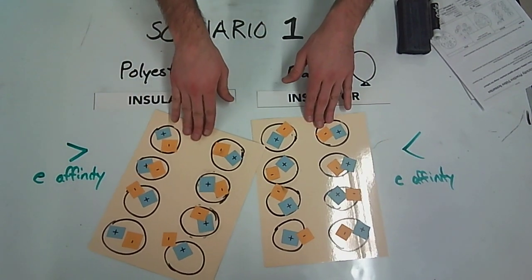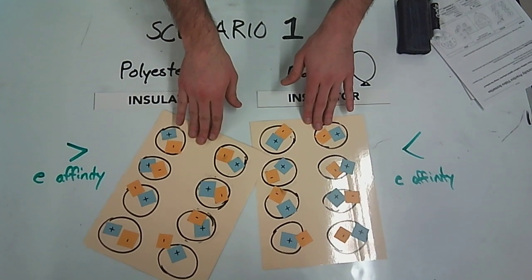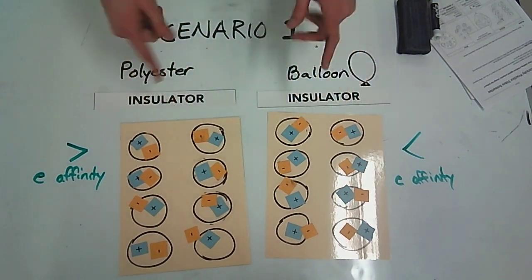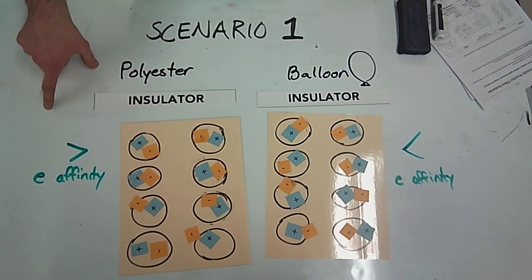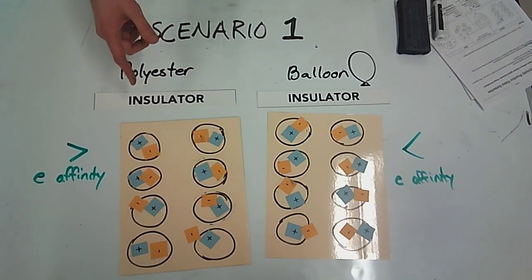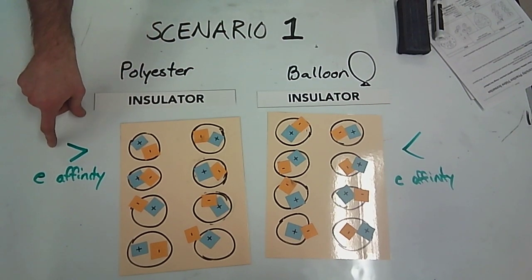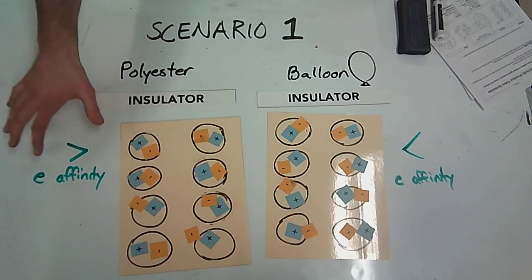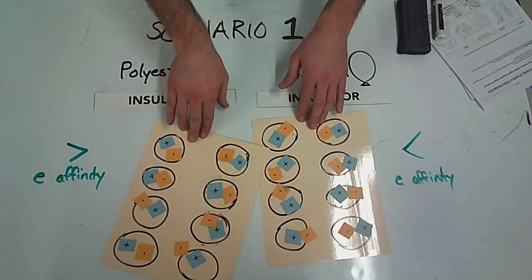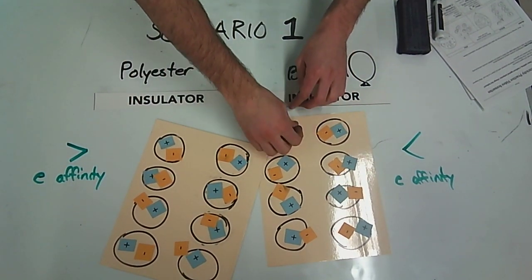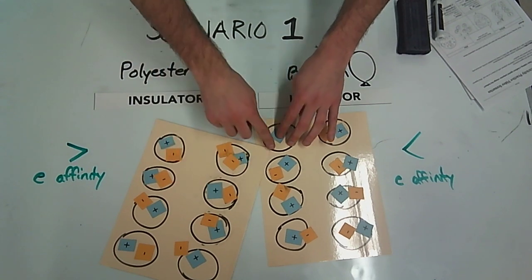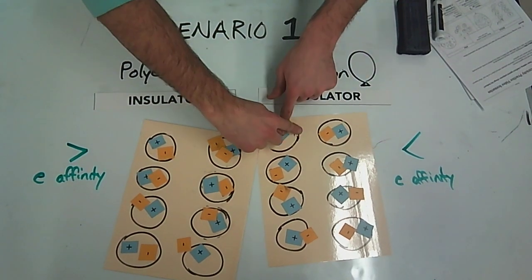And so I take my two objects, I rub them together. Let's say this is the point of contact. And now electrons are going to want to jump from one object to the other. So the question now becomes, well, which object do they jump to? Well, since polyester has a greater electron affinity, really what that's saying is it just wants electrons more. So electrons are going to jump at the point of contact from the balloon to the polyester.